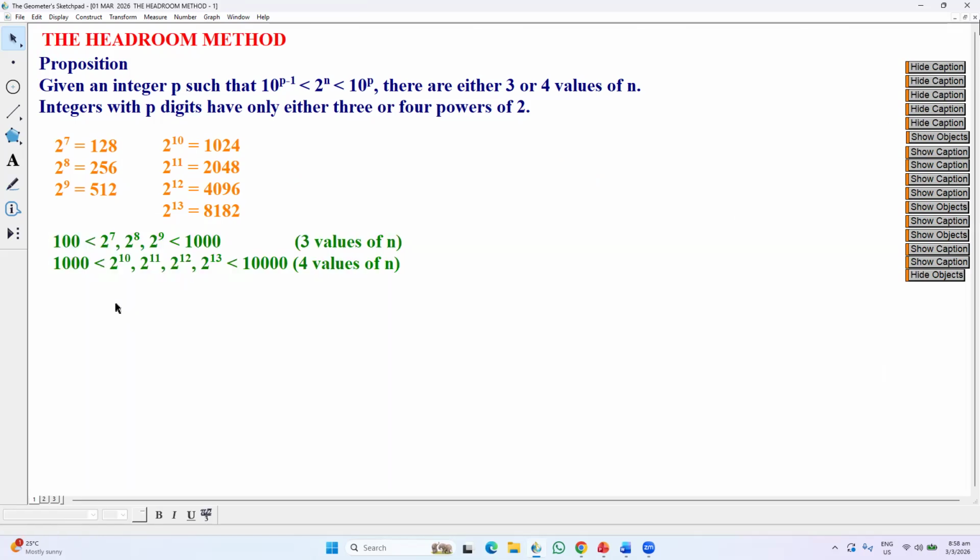We can also write equivalently between 100 and 1000. The powers of 2 with 3 digits are 2^7, 8, 9, so 3 values of n. If we consider the interval 1000 to 10,000, we observe there are 4 values of n: 2^10, 11, 12, 13.